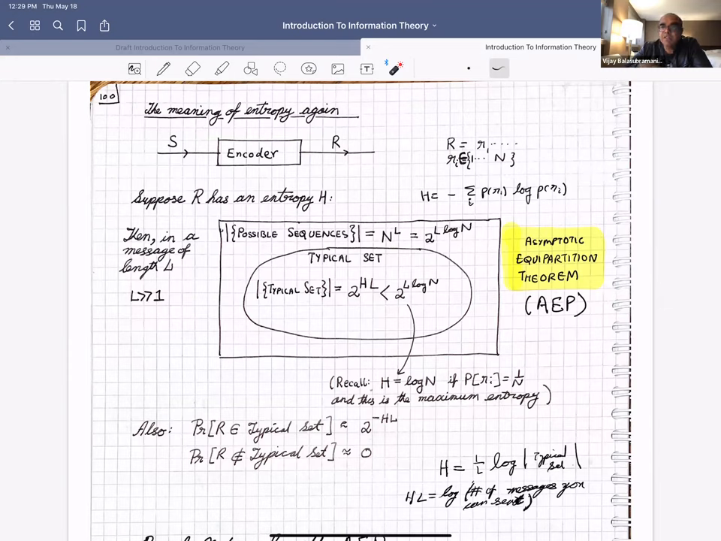Why is it so slow? Is my voice coming through okay? Yes. So now we are seeing page 100, the meaning of entropy again. Okay. Well, let's just keep going.